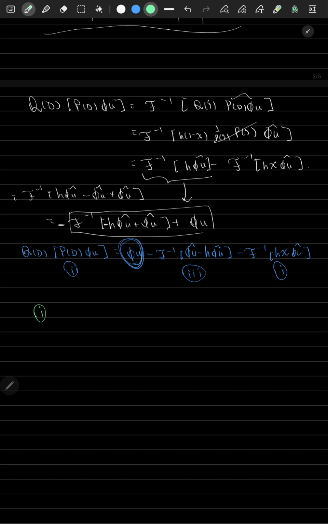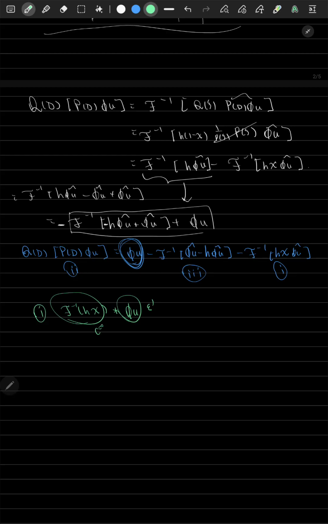So 1 is smooth because of the convolution property of the Fourier transform. We actually have that 1 is equal to F^-1 of h chi convolved with F^-1 of the Fourier transform of phi u, which is just phi u. And notice that this is a distribution of compact support, and this is the inverse Fourier transform of a test function, which is of course smooth.